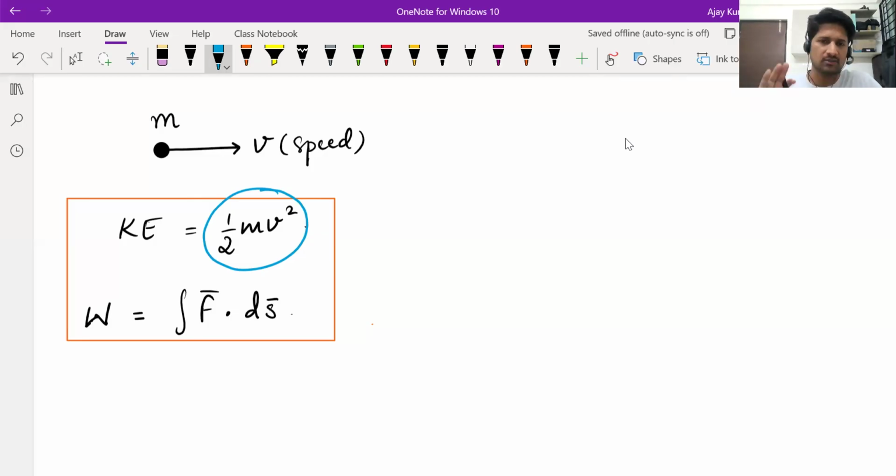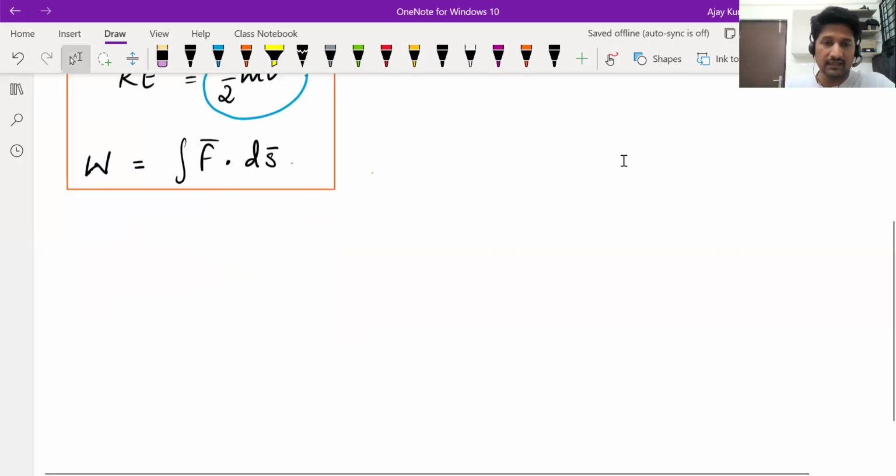So all particles of an object move with the same speed. That means the entire mass of the object moves with the same speed. Then you can use half mv square to calculate its kinetic energy. In the next chapter, system of particles and rotational motion, you will learn how to calculate kinetic energy of an object in which different particles move at different speeds also. Okay, all that we'll discuss in the next chapter. For now, you can use half mv square, nothing wrong in that.